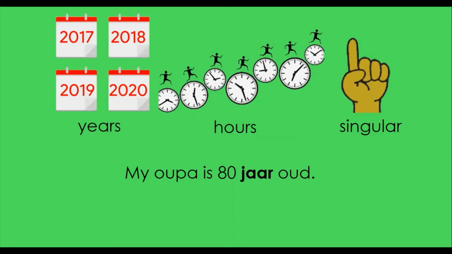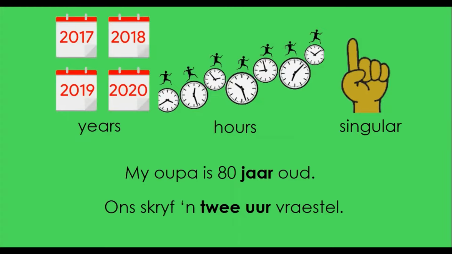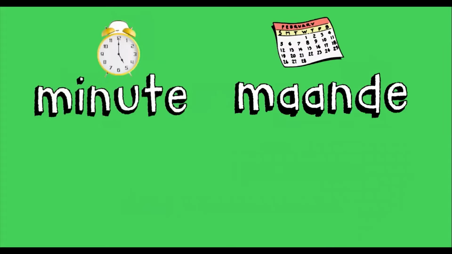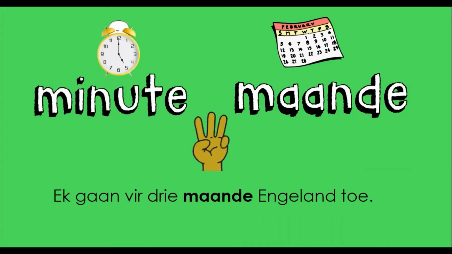My oupa is 80 jaar oud. We don't say 80 jare oud. The same with uur. Ons skryf 'n 2 uur vraestel, not 'n 2 ure vraestel. Die reis het ons 6 uur geneem. 6 uur, the singular. However, all the rest, minute en sekondes, maande en dae, in referring to that, we use the plural. Ek gaan vir 3 maande Engeland toe. Easy peasy.